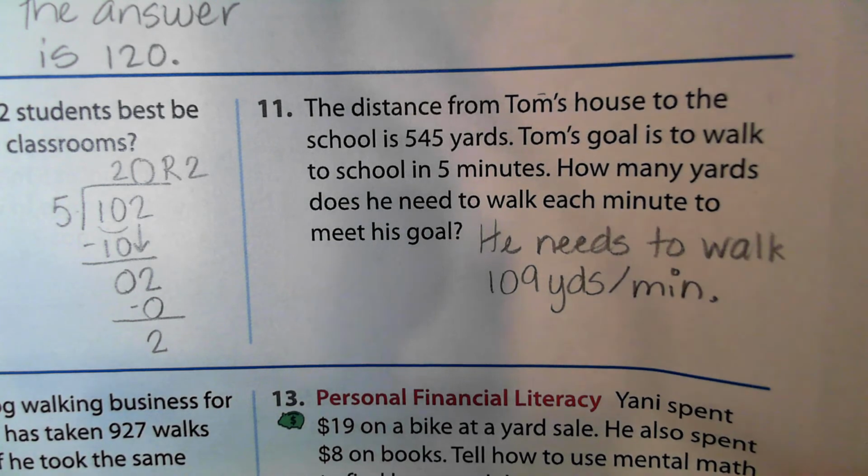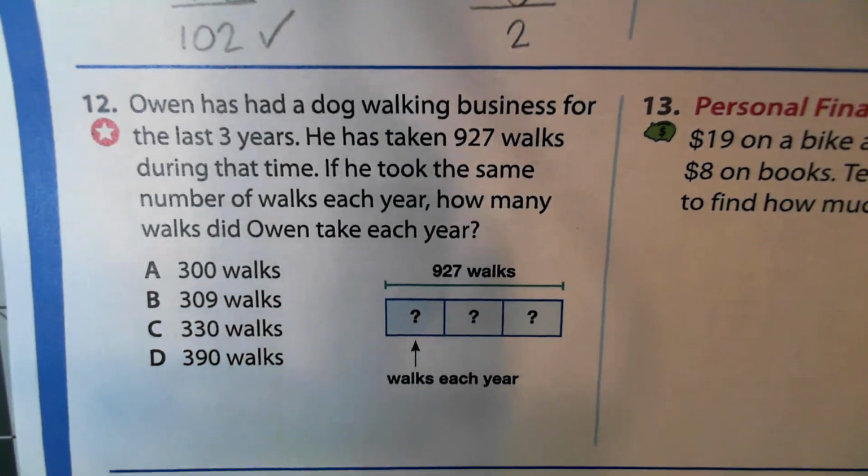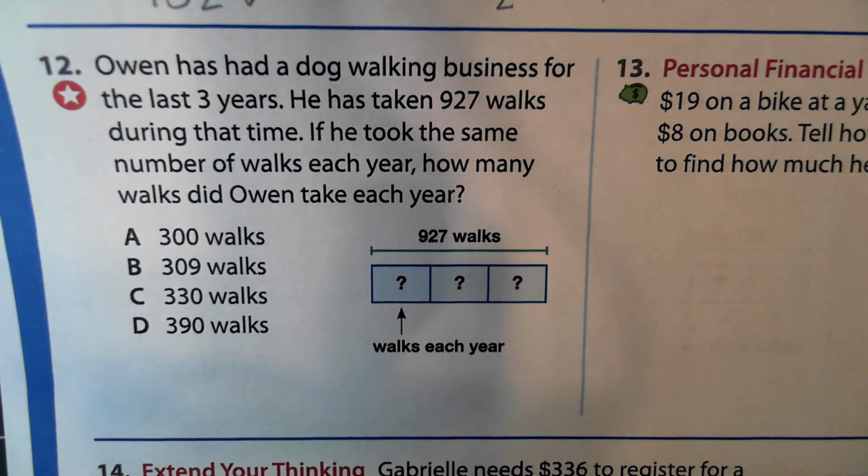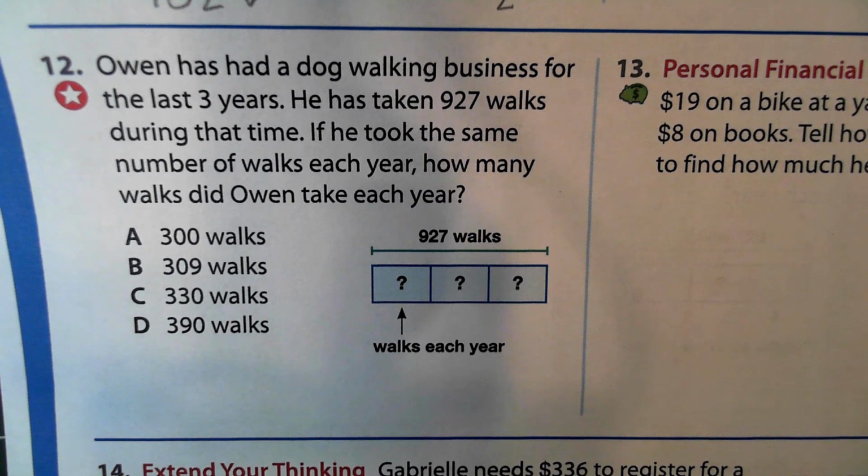Okay, number 12. Oh, shout out to Owen because this one has his name in it. Hi, Owen. Owen has had a dog walking business for the last 3 years. He's taken 927 walks during that time. If he took the same number of walks each year, how many walks did Owen take each year? Well, you can see it there. You need to divide. So let's try it.